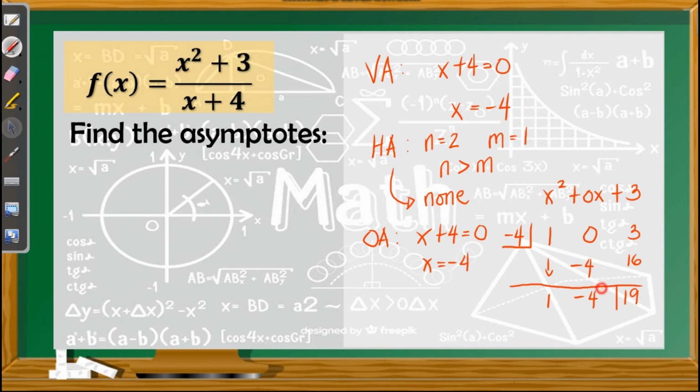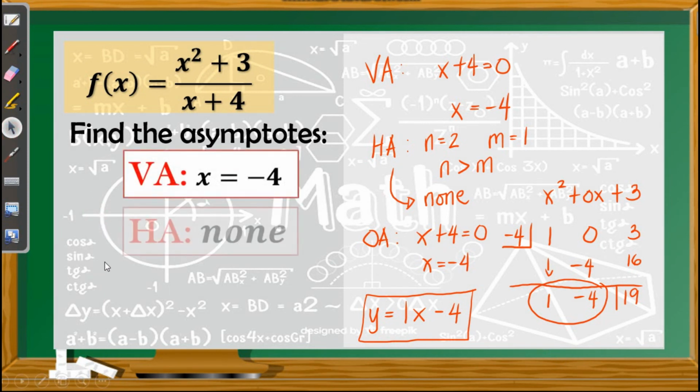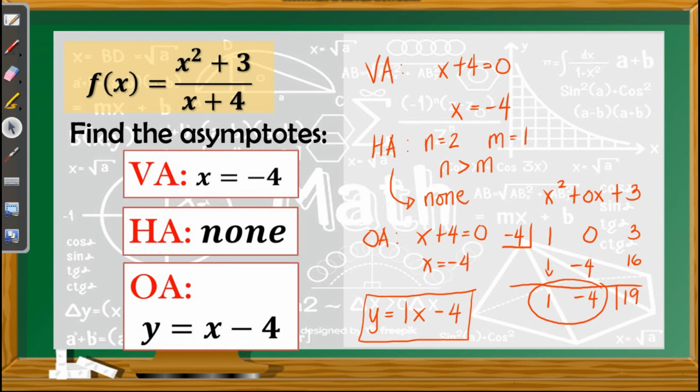In this case, all we need are these two values, and our oblique asymptote is given by y equals mx plus b. The m refers to the first coefficient, so that is 1x, and the b is the second number, which is negative 4. So this is our oblique asymptote. Again, to find the oblique asymptote, use the concept of synthetic division. So again, VA is x equals negative 4, HA is none, OA is y equals x minus 4.